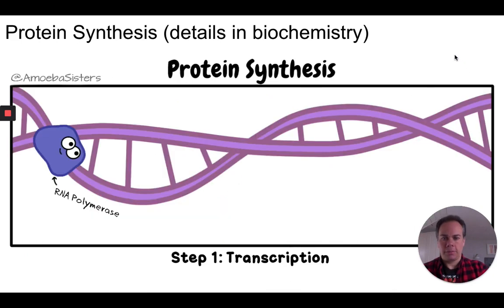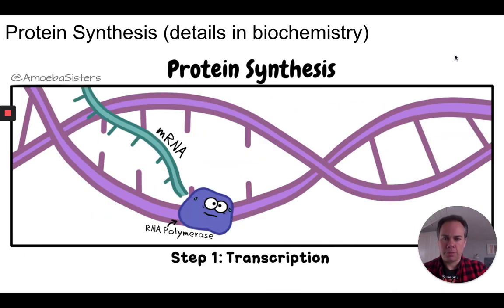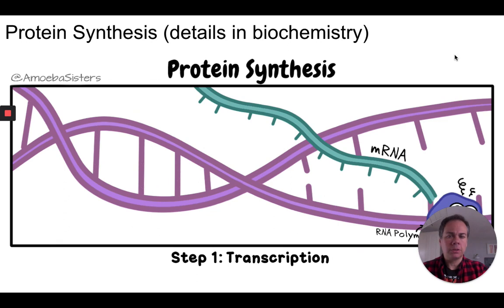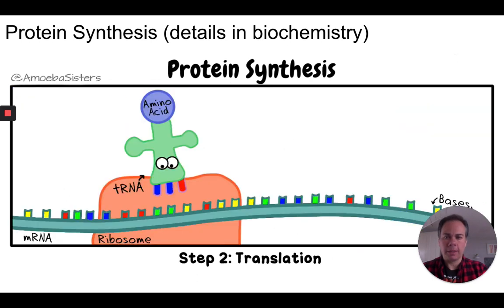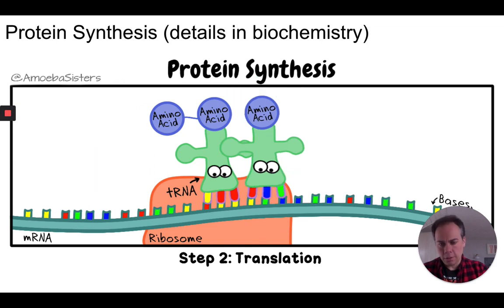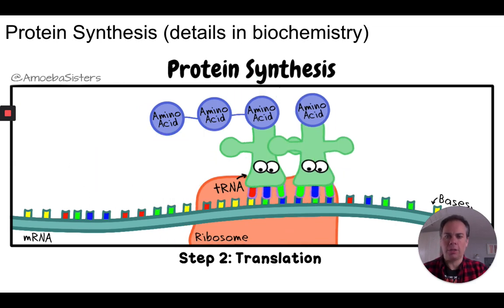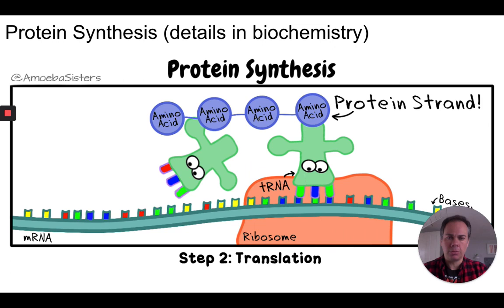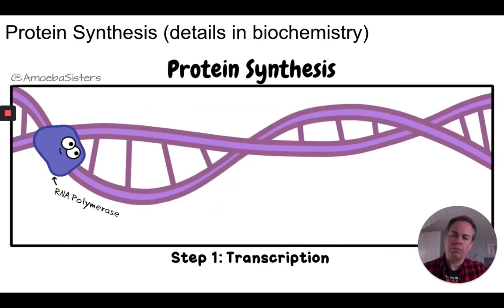Here's an animation. So we have transcription, the first part of the process, copying that recipe onto messenger RNA. Then transfer RNA molecules bring in the correct amino acids to the ribosome where they're attached, forming the protein.